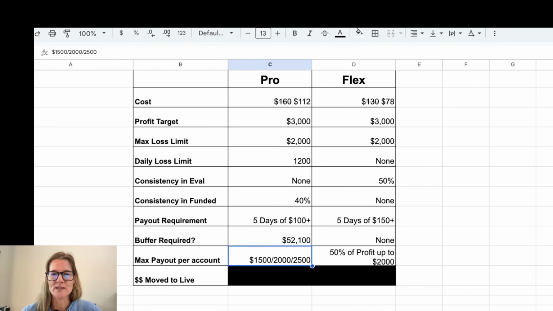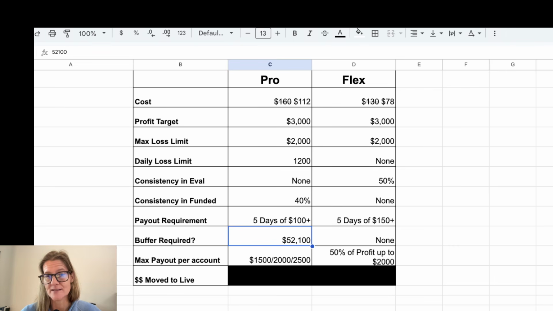Okay? It goes up to $2,000 in your first two payouts. Payout 1 and 2 is $1,500. Payout 3 and 4 is $2,000, and payouts 4, 5, and 6 is $2,500. All right. But going back to just how to qualify for a payout in Pro, 40% consistency, 5 days minimum of $100 or more in profit, and then you have to hit that buffer. Okay, you have to hit at least $2,100 in profit.